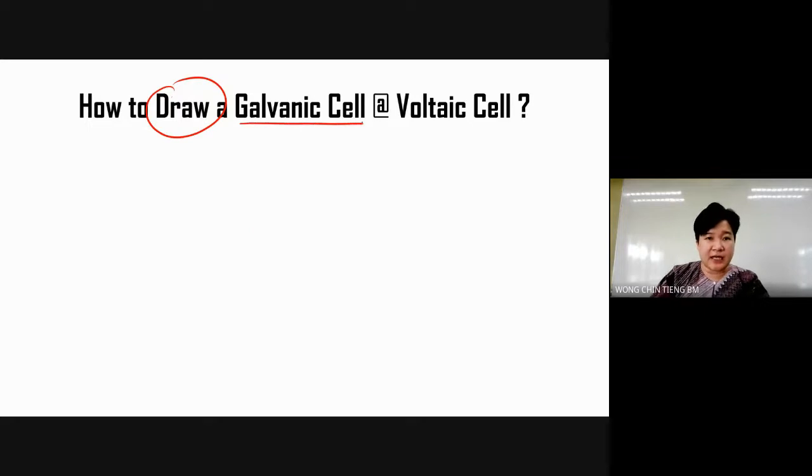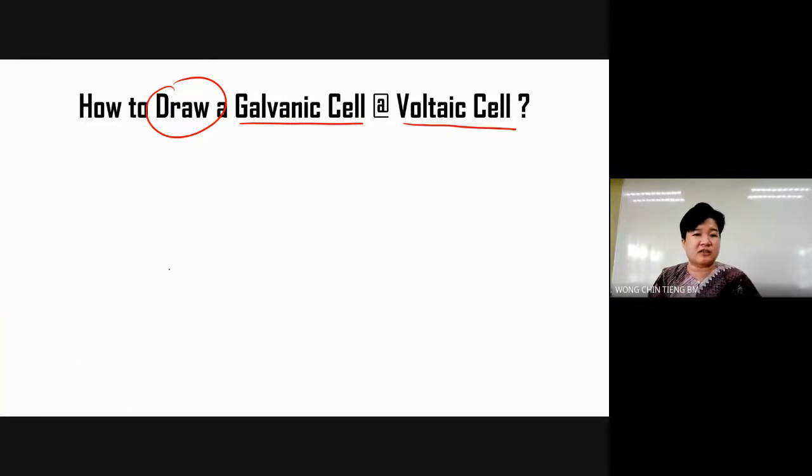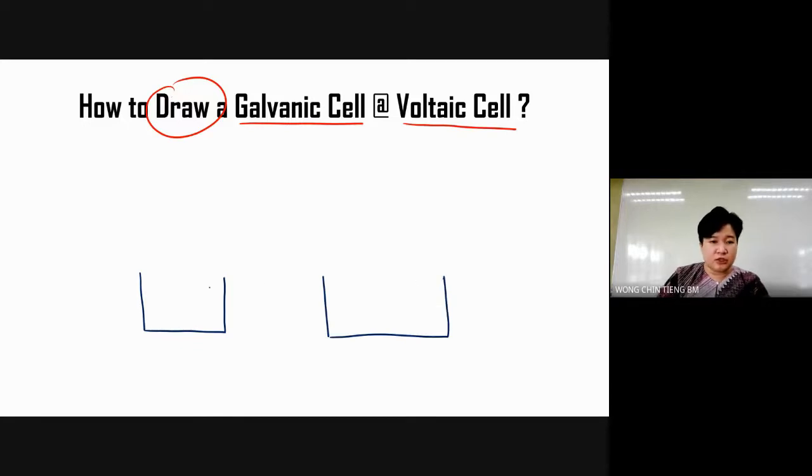Galvanic cell has another name. Galvanic cell can also be called a voltaic cell. They are the same thing, all right? Galvanic cell or voltaic cell are exactly the same thing. So what I'm trying to show you over here is a general drawing of your galvanic cell. You need to have 2 beakers. You are going to have 2 electrodes. Both of the electrodes will be connected through your voltmeter.